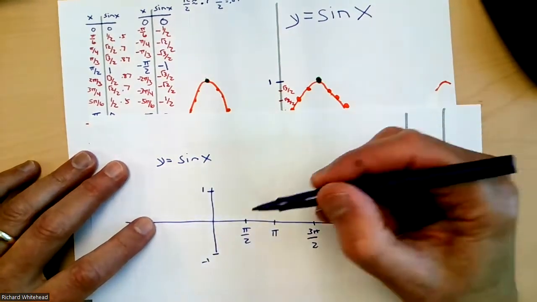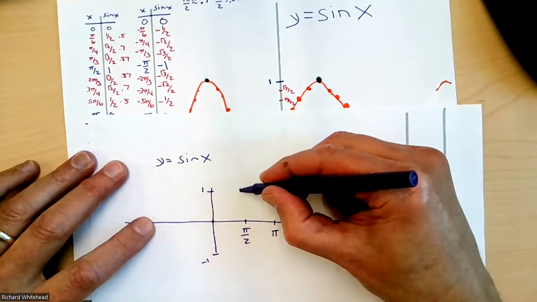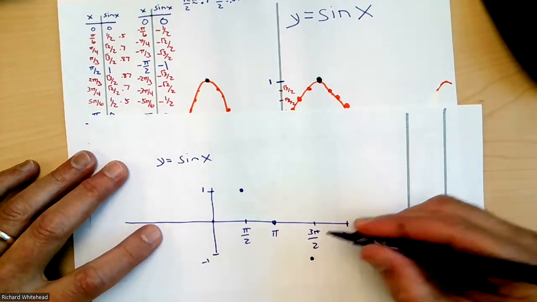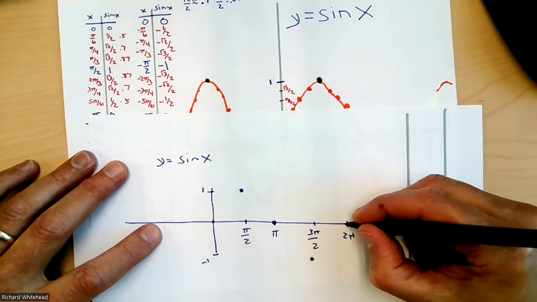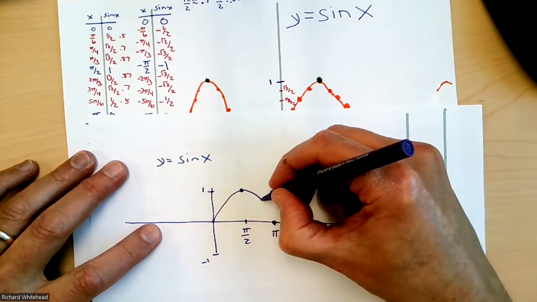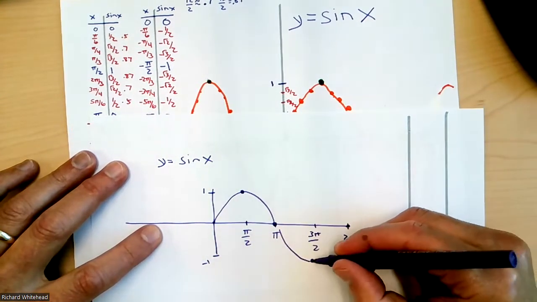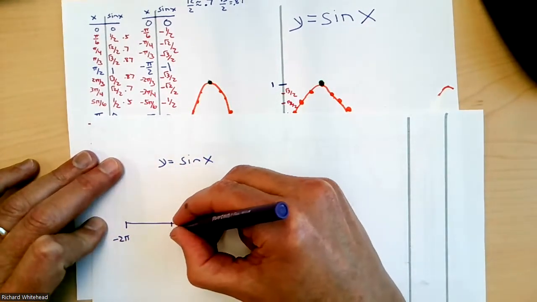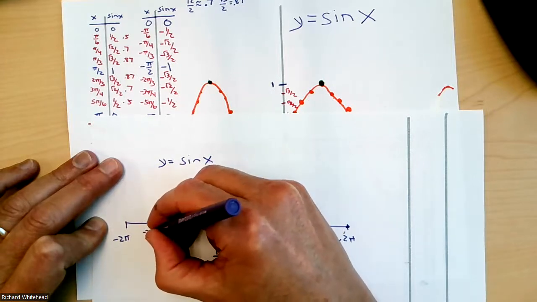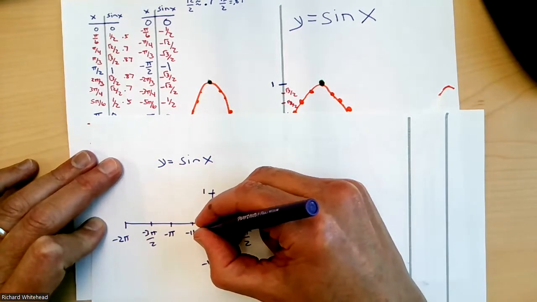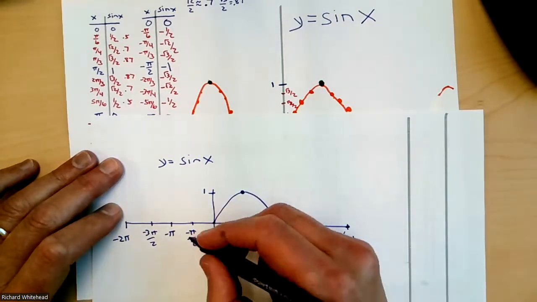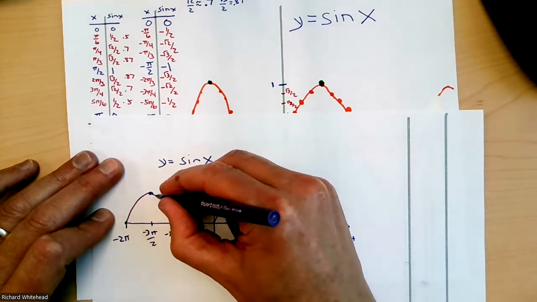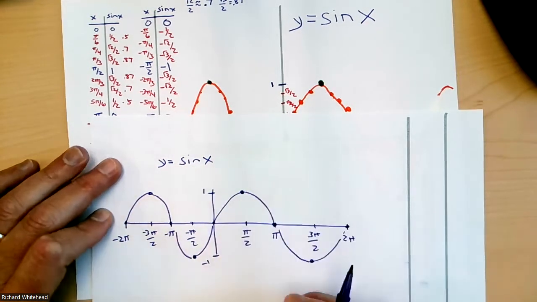So we just say, oh yeah, I'm going to need 0. Then I need pi over 2 comma 1, pi comma 0, 3 pi over 2 comma negative 1. So all I really need is the max and the min and those points where it crosses the center line. And the habit we're going to get into is we're always going to go one period to the right of center, one period to the left of center.